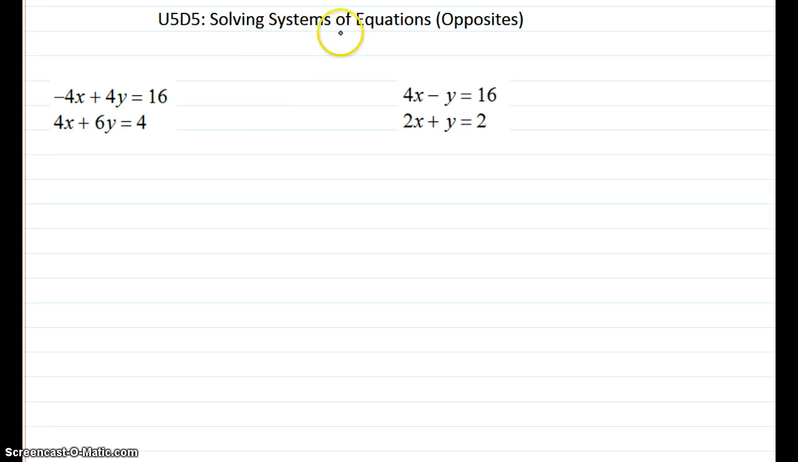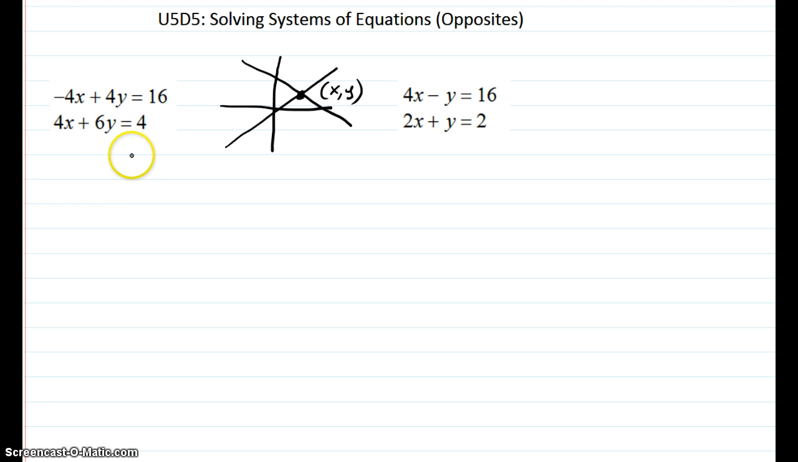Alright, now we're going to look at solving systems of equations. A system of equations is just solving with two equations. We've done this already, but we did it by graphing. When we graphed, we have one line, and then another line, and where they crossed, that point, x comma y, was our solution. And we could do that with these.